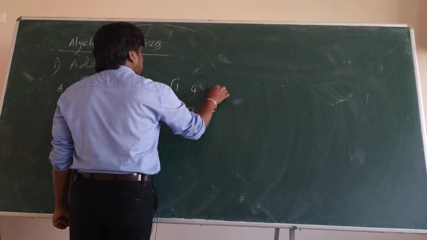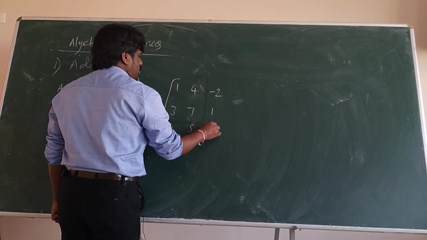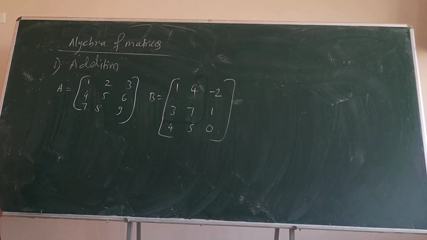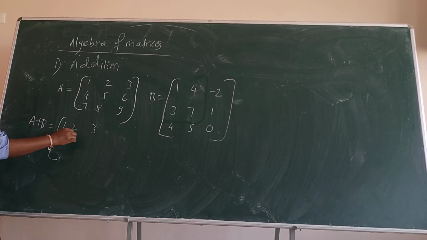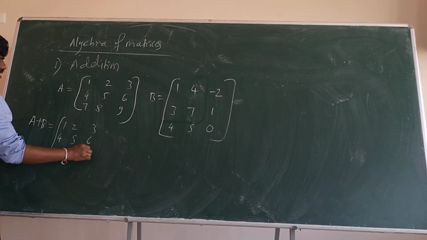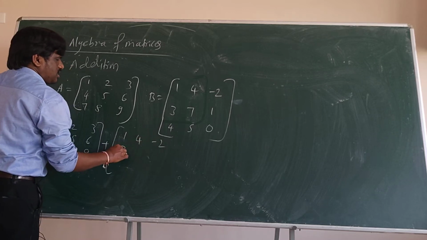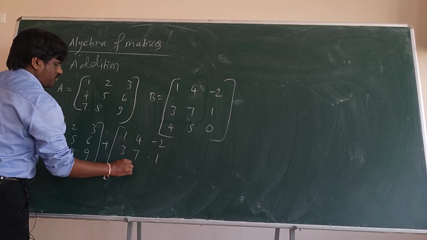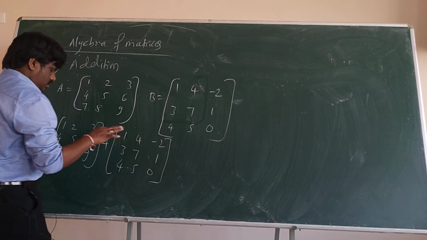So let us take, you have like this. Now I have to find addition, A plus B. A plus B is equal to what here? 1 2 3 4 5 6 7 8 9 plus, I can write here, 1 4 minus 2, 3 7 1, 4 5 0. Now I have to do addition here. Addition means what we do? We add the corresponding elements. So if you add the corresponding elements, what do you get? You have to write down.